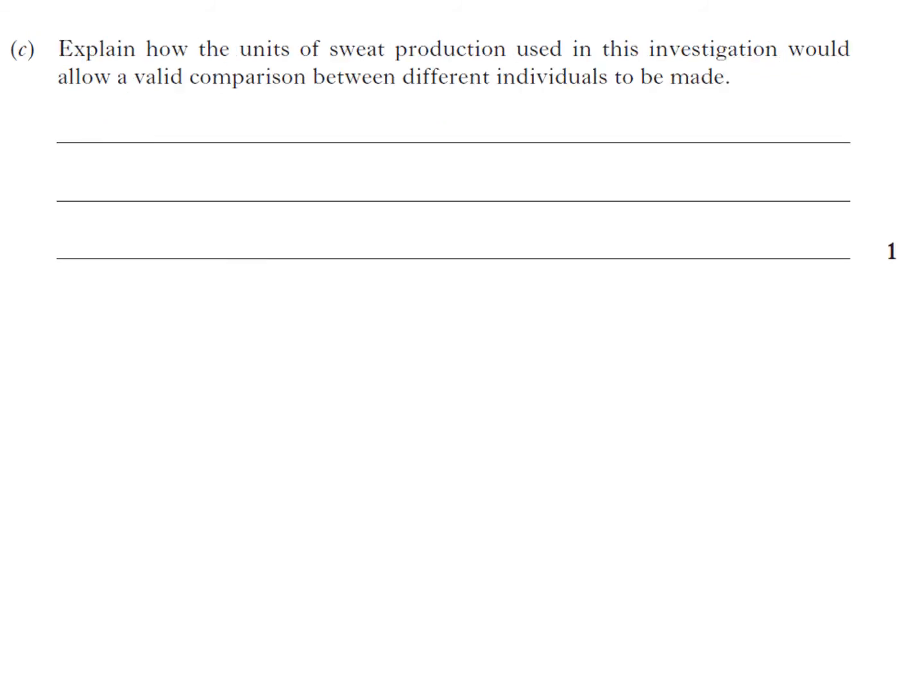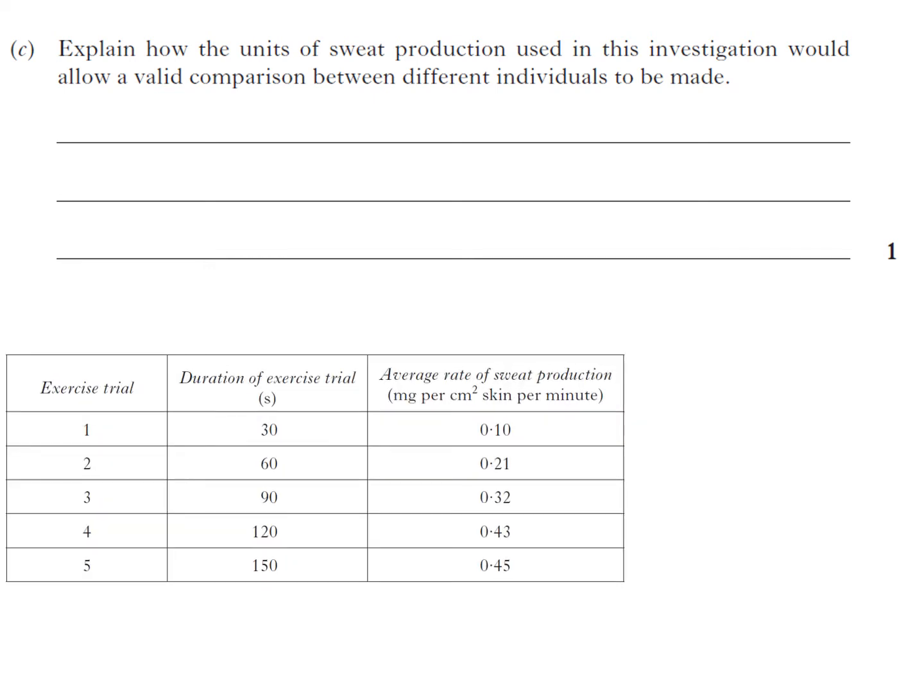Explain how the units of sweat production used in this investigation would allow a valid comparison between different individuals to be made. Okay, so here were our units. The average rate of sweat production in milligrams per centimetre squared of skin per minute. Basically, because it's per centimetre squared, it doesn't matter about the mass of the person that you're looking at. So it doesn't matter if it's a big person or a small person. We are looking at just a specific area of their skin.